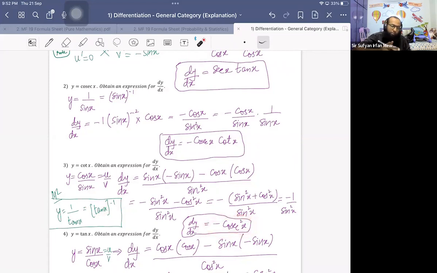This is one of the methods. But over here, I've used the quotient rule, cos over sin. So u is cos x and v is sin x.